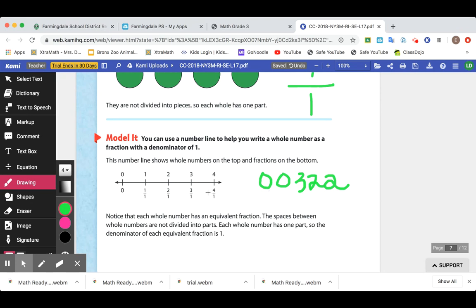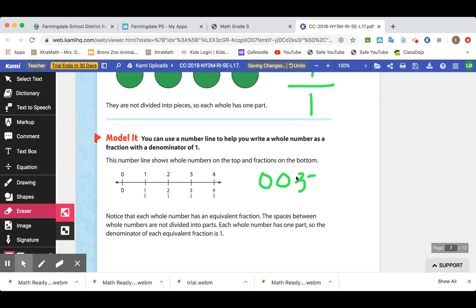Most of the time, you are not going to be writing whole numbers like this, unless you needed in math for other reasons, which will happen as you get older. But just to let you know, we don't normally write our whole numbers like this, but there might be times that you need to. And we want you to understand what it means when you see a fraction with a denominator of 1. It means it's one whole piece. Okay? So we can write 1 as 1 over 1. We could write 2 as 2 over 1. We could write 3 as 3 over 1. And we can write 4 as 4 over 1.